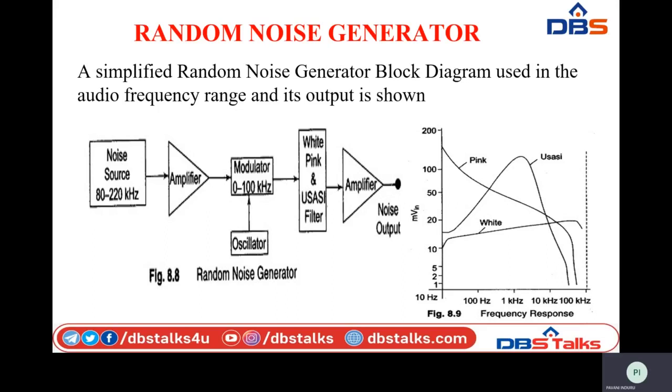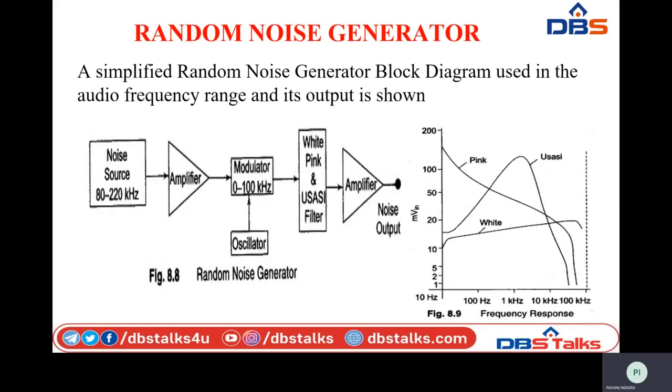Here we have the frequency response of the different noises, which are outputs from the random noise generator. Those are white noise, which has equal power density available over the range of 10 Hz to 25 kilohertz. Its value is uniform over this range, and it has an upper cutoff frequency at 50 kilohertz. Then coming to pink noise, it has maximum voltage at the lower frequencies, and it continuously decreases as the frequency increases.